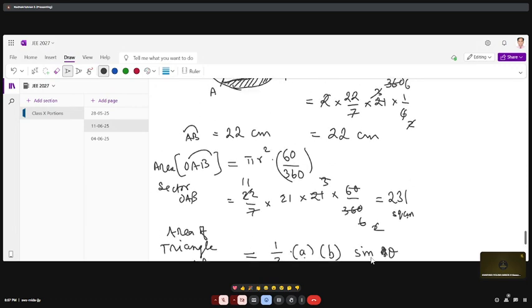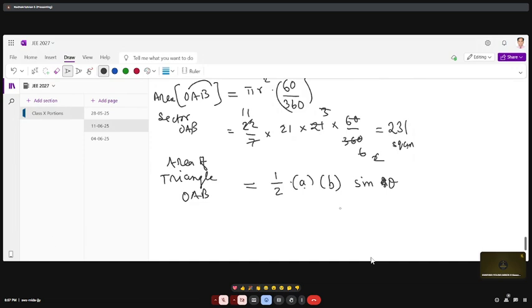If two sides are given, and if those two sides are making 90 degree, it will simply be half AB because sine 90 degree will be 1. If it is not making 90 degree, if it is now in this case making 60 degree, then you have to put half AB into sine 60 degree. That's all. Half, A is again 21. B is also 21. Both the sides are 21. And sine 60 is what? Root 3 by 2. Sine 60 is root 3 by 2. So you calculate it.